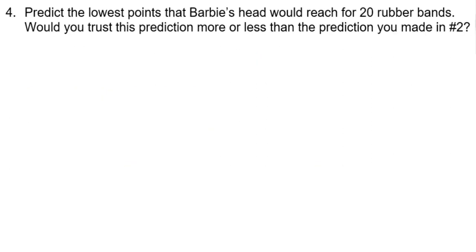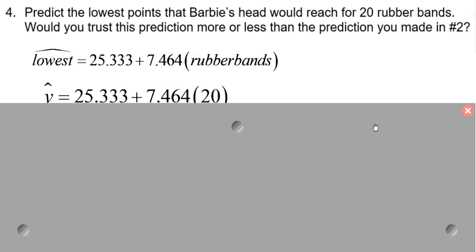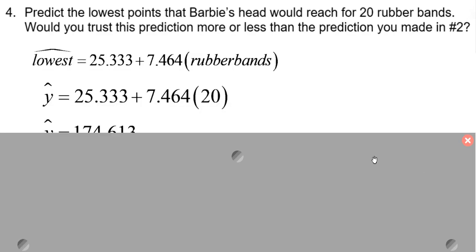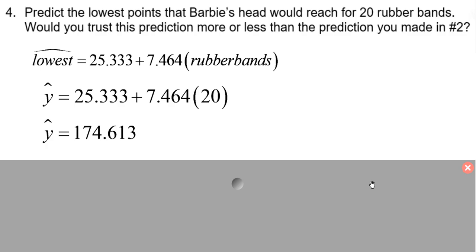So our next question says we want to predict the lowest points that Barbie's head would reach for 20 rubber bands. And would we trust this prediction more or less than the prediction we made in number 2? Well, anytime I'm predicting, that's just a quick substitution for your explanatory variable. So I'm taking 20 and substituting it in for x, following my order of operations, and I have my calculations. Now, if I wanted to see how close I was, I would look to see in my table. If I had the actual value, I could do the residual and so on.